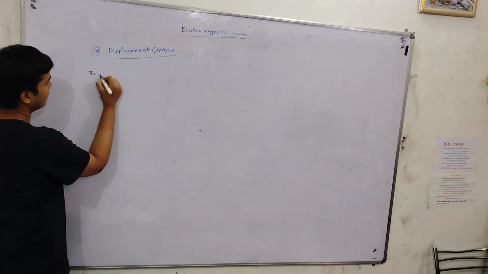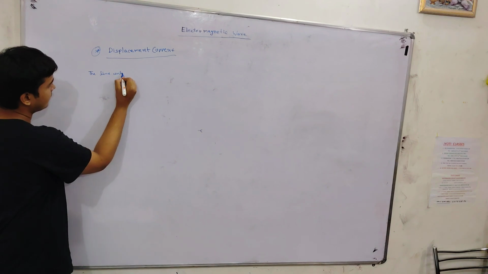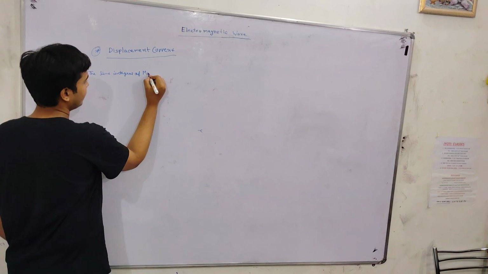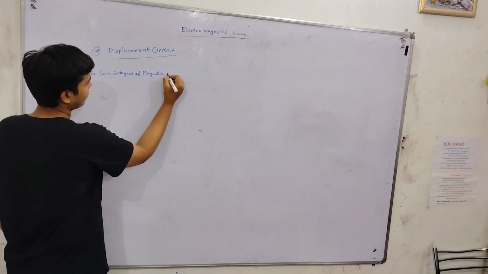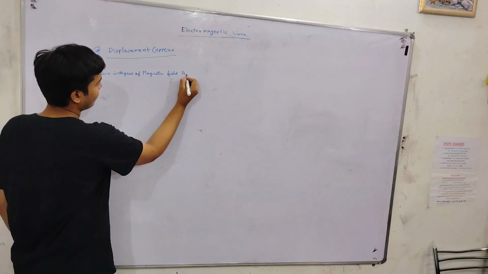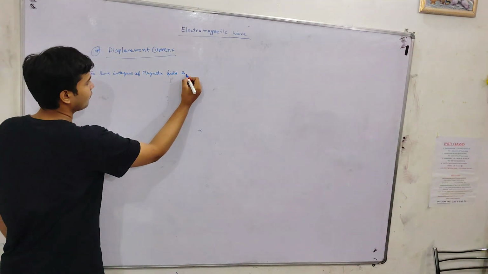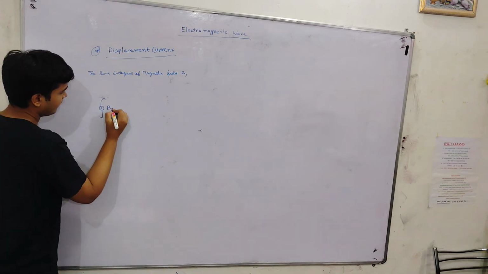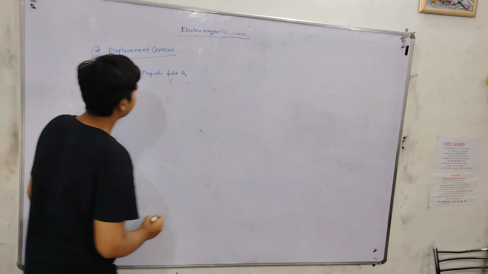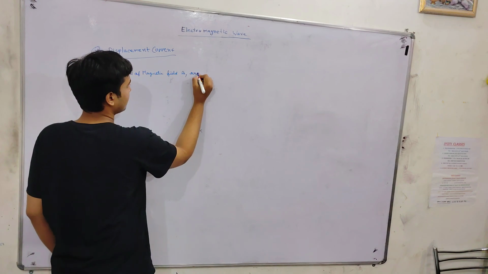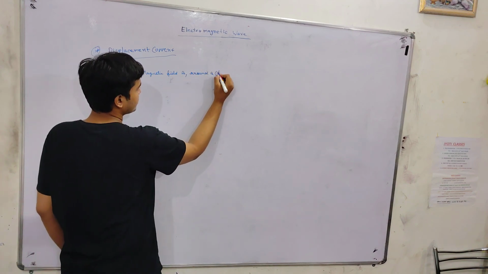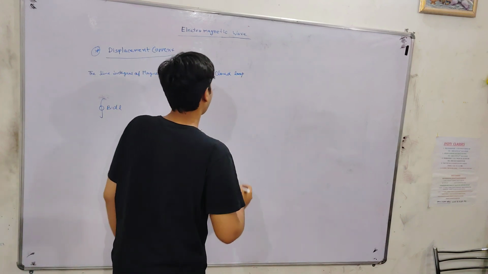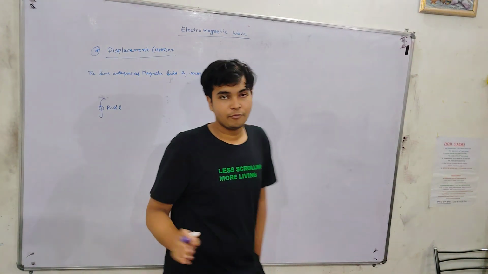The line integral of the magnetic field, denoted by B. This is called the line integral of the magnetic field B around a closed loop.